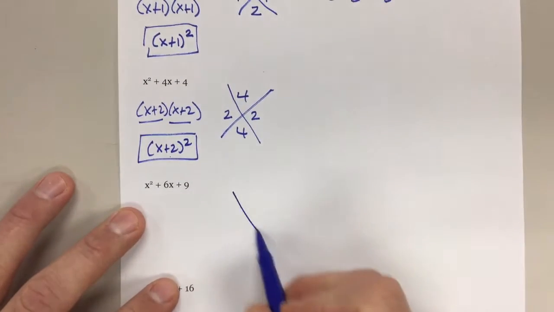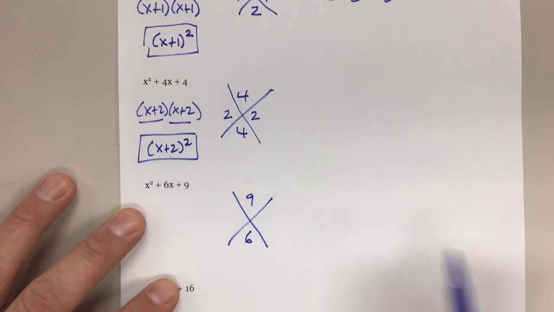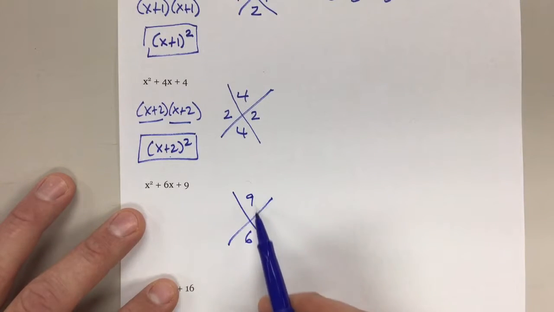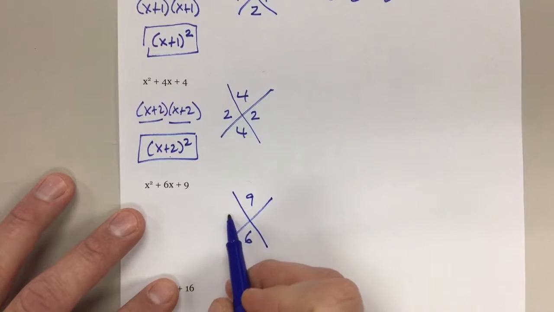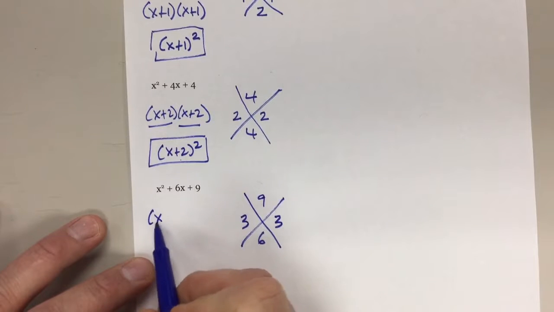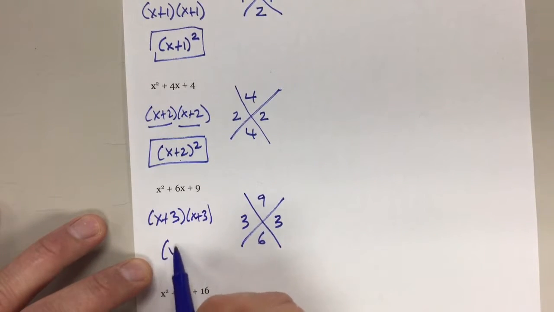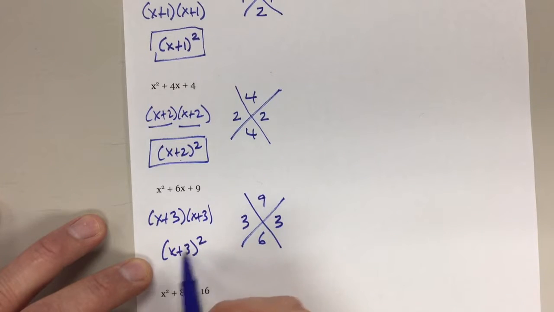Here's another one. I take the 9 and put it on top. I take the 6 and put it on the bottom. Two numbers that multiply to be 9 and add to be 6. Well, 3 times 3 is 9, and 3 plus 3 is 6. So the factors are x plus 3, which of course I can write as x plus 3 squared.